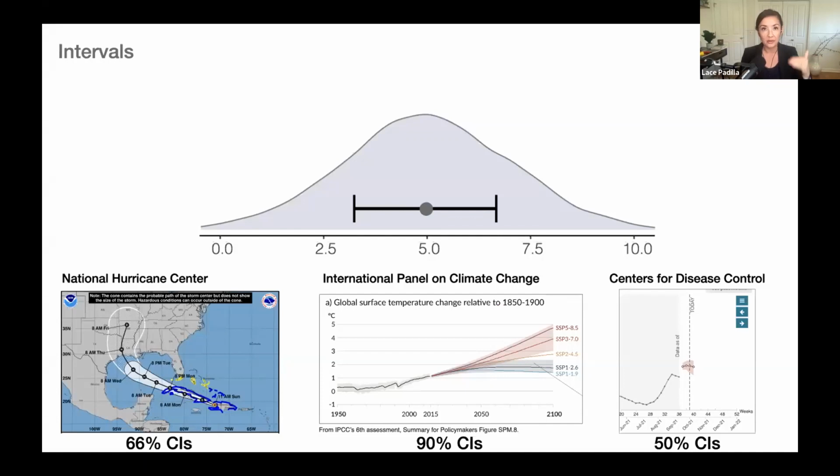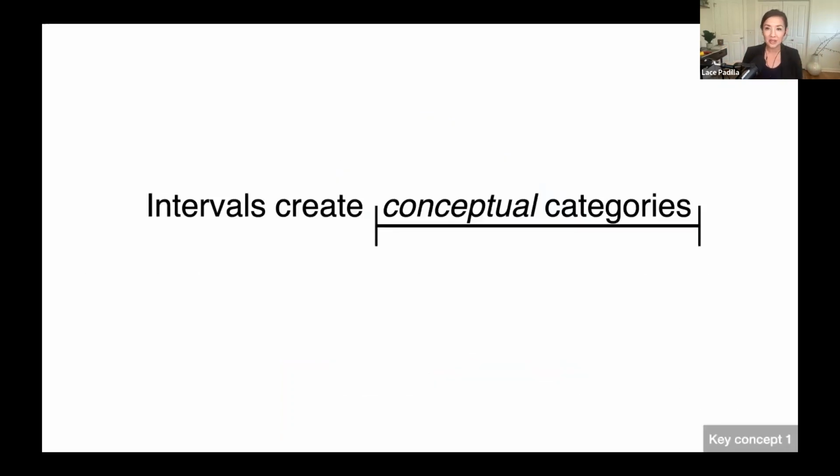I'm showing you examples here of the National Hurricane Center, who uses a 66% confidence interval. The International Panel on Climate Change uses a 90%, and there were some earlier versions of visualizations on the CDC's website that used 50% confidence intervals. So it can be really tricky as a viewer to somehow imagine what the distribution would be if you're given these ranges of intervals. And that leads me to my first big concept, which is that intervals create conceptual categories. And I'll give you some evidence from empirical research on why I think that is the case.